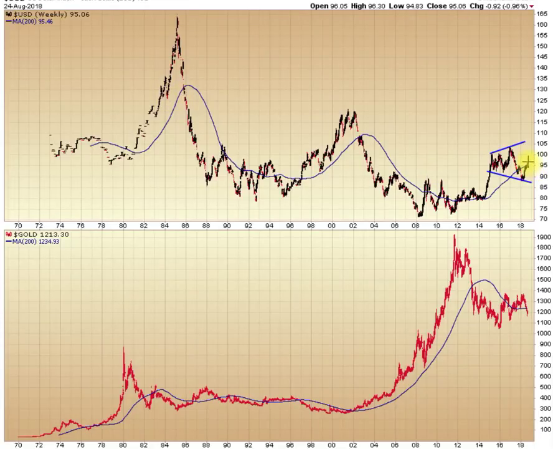We attempted to break out back above that recently in the last couple of weeks, but that breakout has failed, and the dollar is back below the 200-week moving average. Again, not a good sign. I think it's an indication that this 15-year cycle is topping.